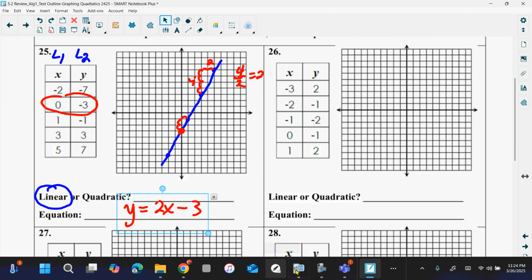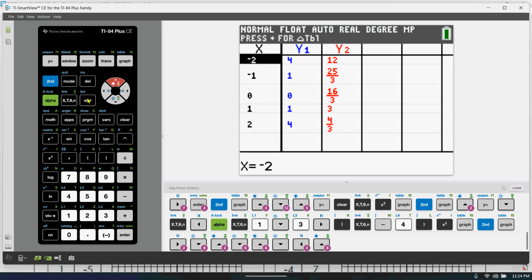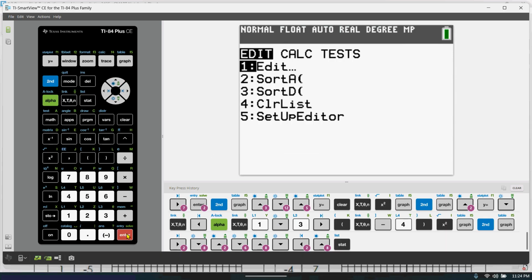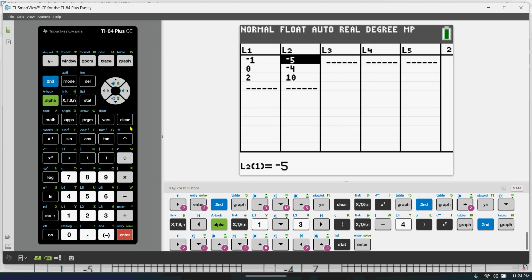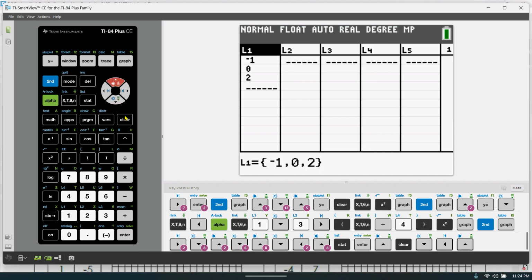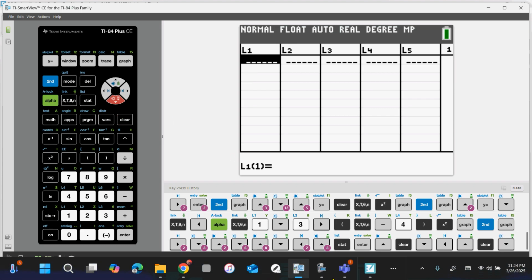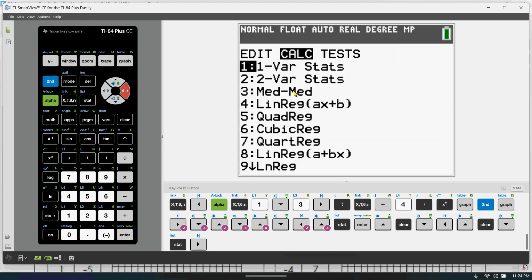Okay, but you can use your list 1 and list 2 to get the equation as well. So if you do that, you gotta remember you have to go to stat, you have to hit enter, okay, and then we have to clear these points out, and then we have to type in our x values and we have to type in the y values, and then after you get them in, when you do stat calculate, you pick linear, which is number 4.